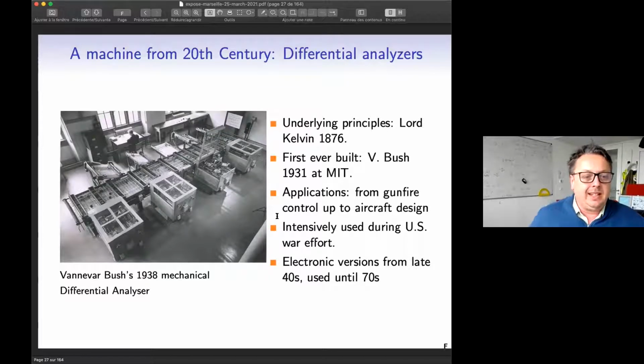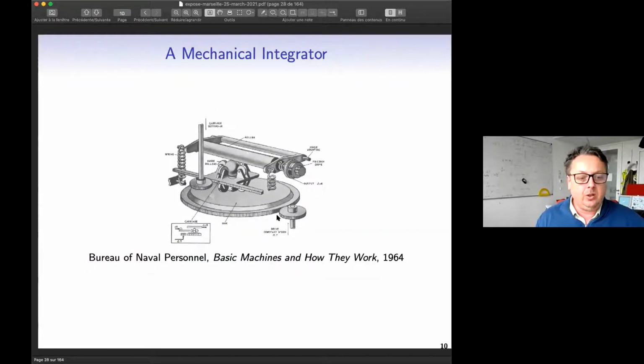So these were purely mechanical, and differential analyzers were used until the 70s. Starting from the 40s, they started to be electromechanical, then purely electronic. And until very recently, we could meet people that really program this machine. This is not anymore the case, but anyway.